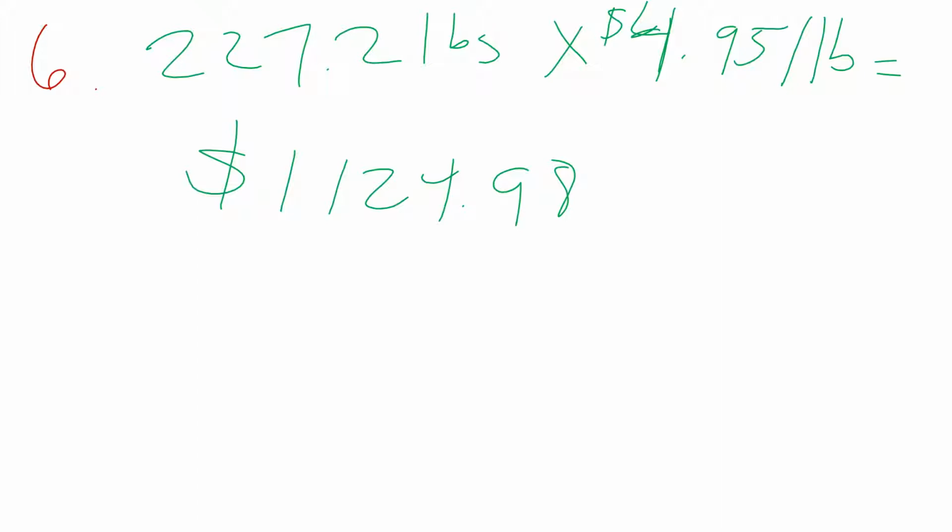11.25, I guess, with the one. Because you did 0.2, not 0.27. That's why that 1124.98 is wrong. Okay, $1,124.64 is what that's going to cost me to buy that brisket for the 250 people.